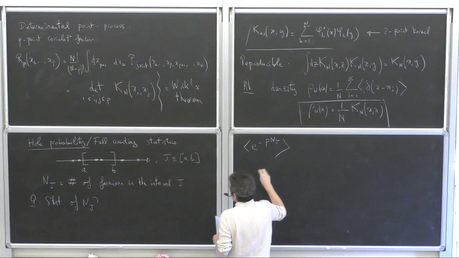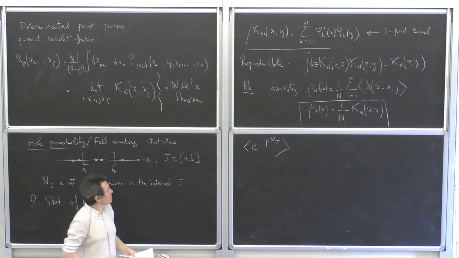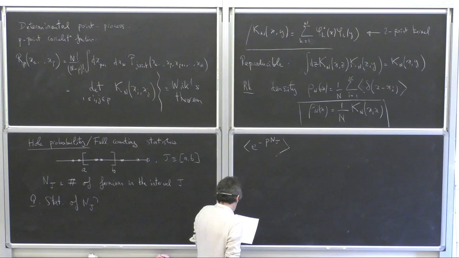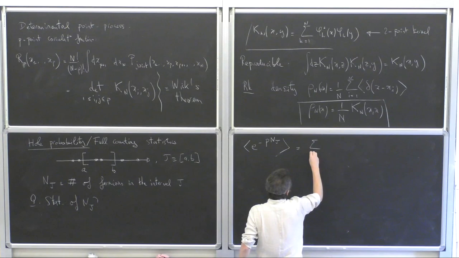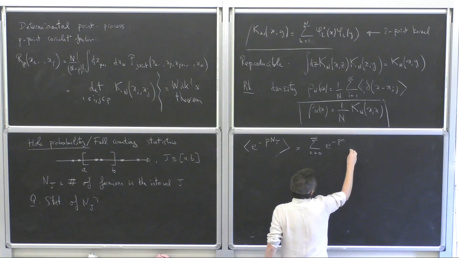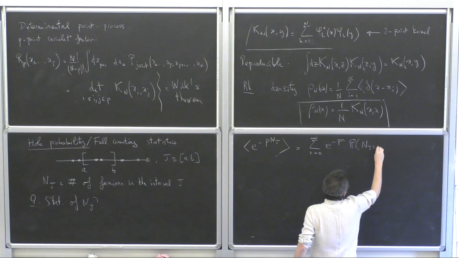And the average here is taken over this joint distribution. So that's the psi modulo square, if you want. Well, this is just the generating function in the sense that I can still rewrite it like that. That's the sum from 0 to infinity of exponential of minus pn times the probability that nj is equal to n.